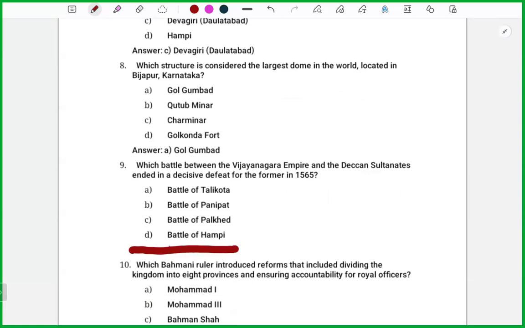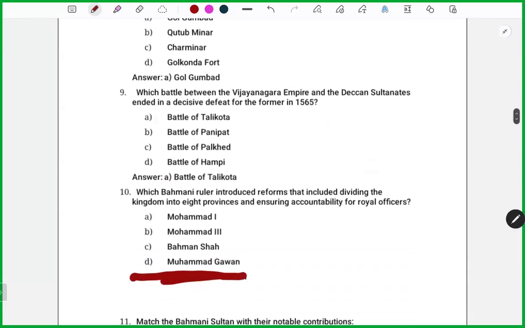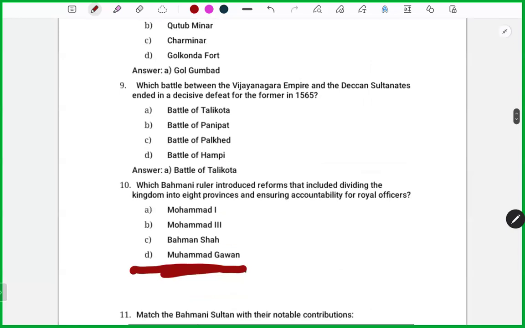Battle of Talikota. Okay. Then, which Bahmani kingdom introduced reforms that included dividing the kingdom into 8 provinces and ensuring accountability for royal officers? Muhammad Gawan.